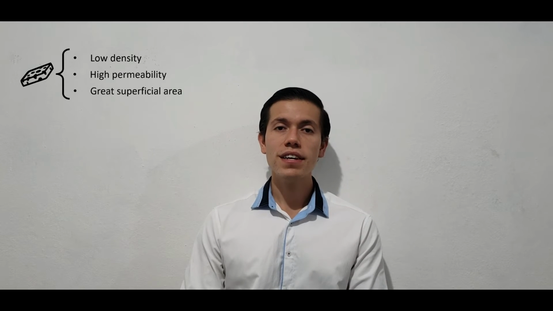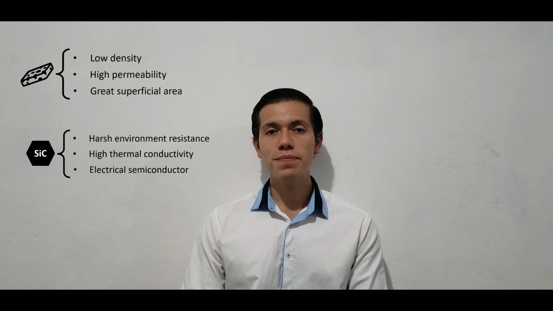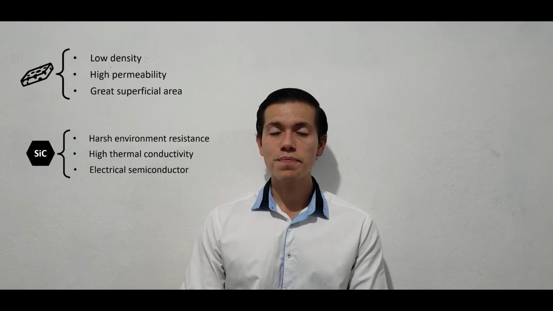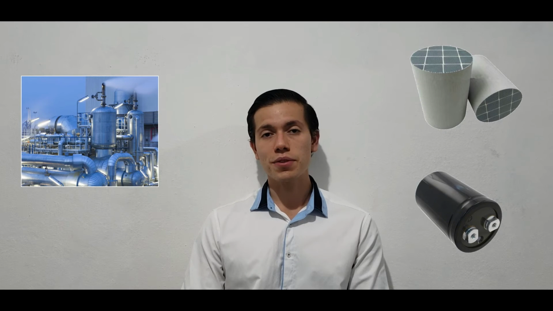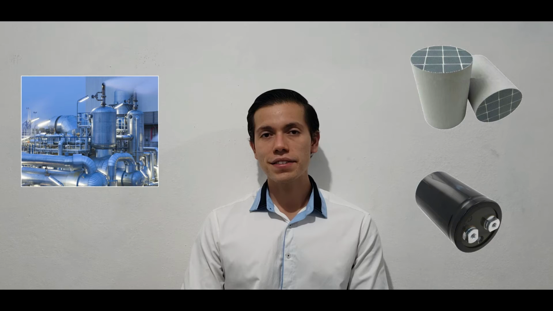On the other hand, silicon carbide is an advanced engineering ceramic with high resistance to harsh environments and high thermal conductivity, usually compared with copper, and it is an electrical semiconductor. The combination of these properties makes silicon carbide materials very useful in many applications, some of them in hydrogen production plants, catalyzers, or even supercapacitors.